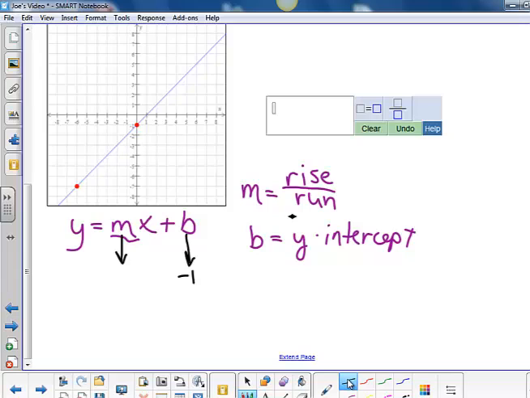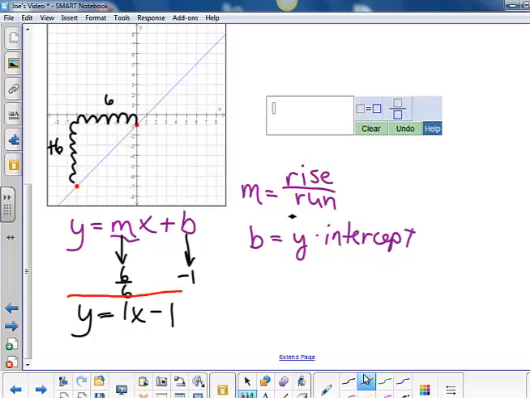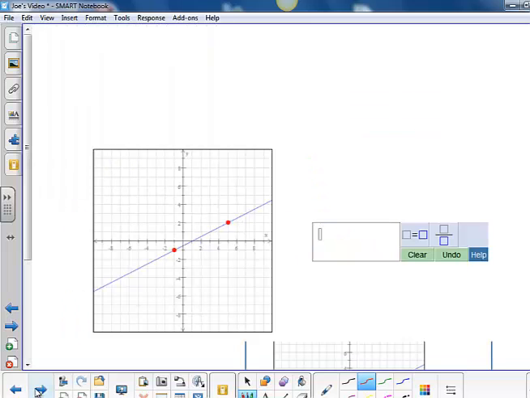Now I need to figure out what the slope is, and I'm going to count rise over run. I go up 1, 2, 3, 4, 5, 6, and then over 1, 2, 3, 4, 5, 6. I run 6. So my slope is 6 over 6, which reduces to 1. So the equation of this line is y equals 1x minus 1. Y equals 1x minus 1 is the answer that you are looking for.